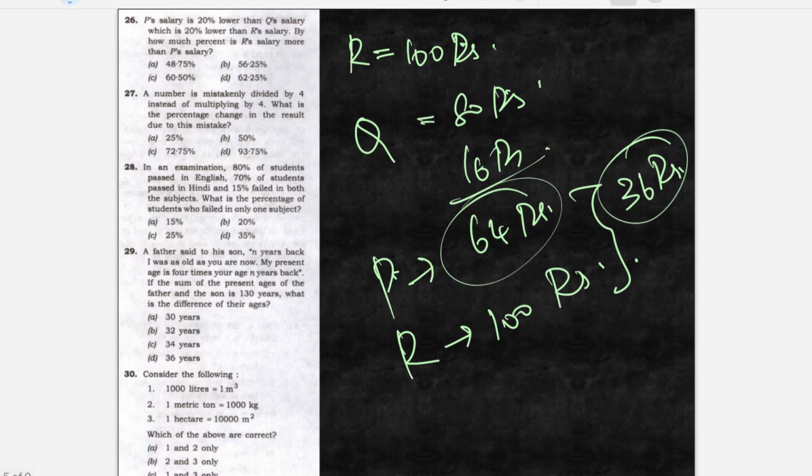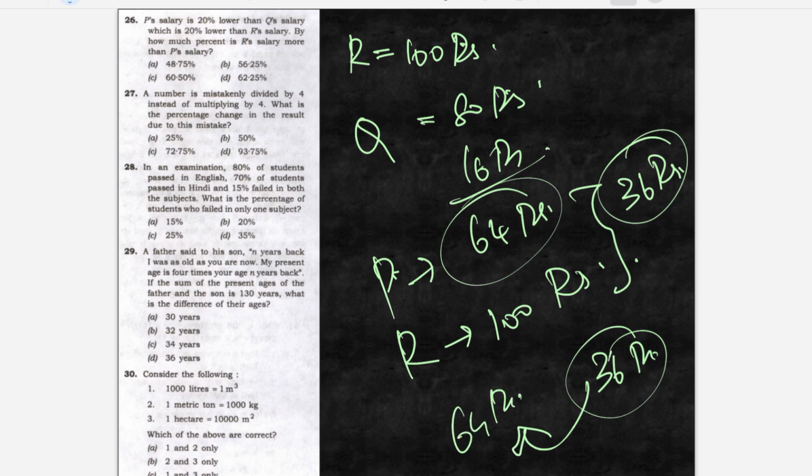The question says, by what percentage is R's salary more than that of P's salary? So they're asking, this 36 rupees is how much percentage of 64 rupees? This is what is being asked. So can we say, what is 50 percentage of 64? Can we say that R is getting 50 percentage more salary than what P is getting? If that is the case, what is 50 percentage of P's salary? That is 32 rupees. So is R only getting 50 percentage more than P, which means he is getting only 96 rupees? No, R is getting 100 rupees.